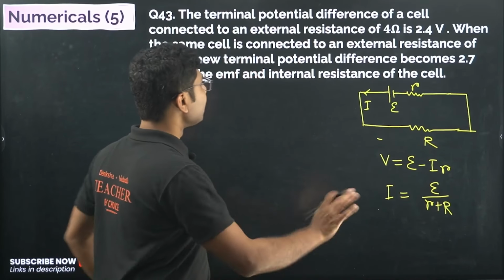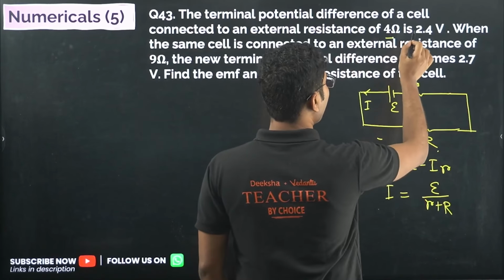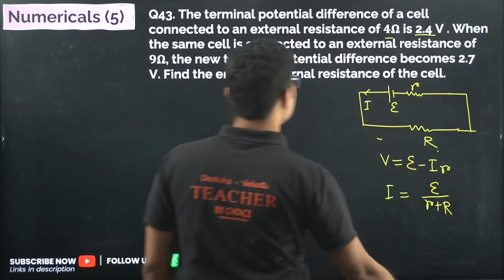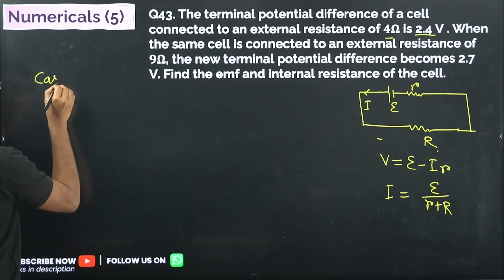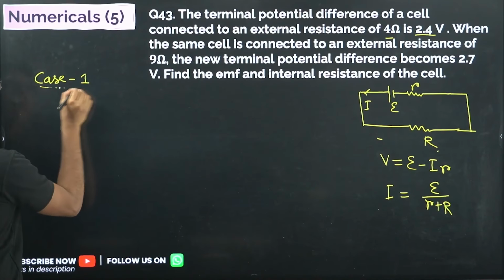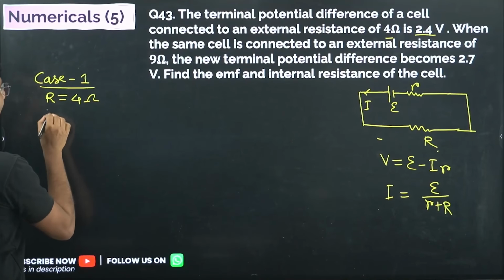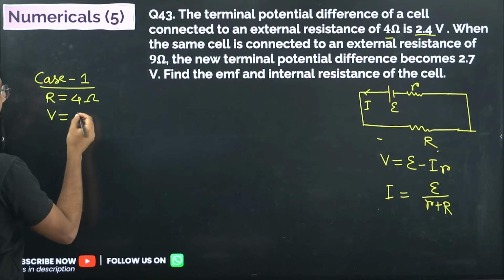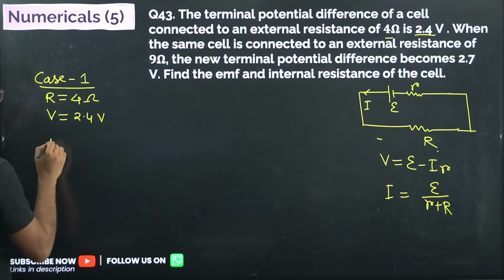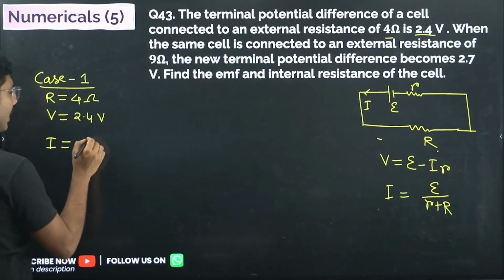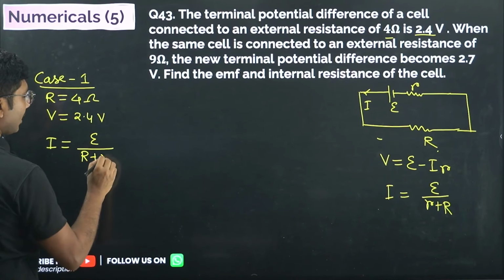Let's see step by step. The first case is when this resistance is 4 ohm, the terminal voltage is 2.4 volt. So for case 1, external resistance is 4 ohm and the terminal voltage is 2.4 volt. Now what is the expression for current? We know that current is equal to epsilon divided by R plus small r, right?